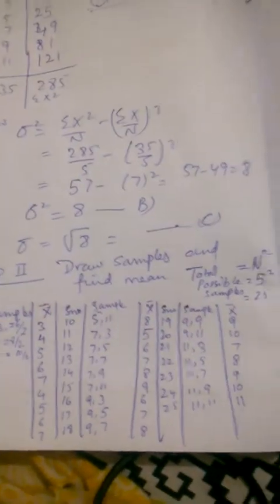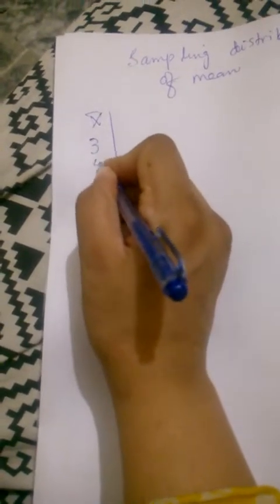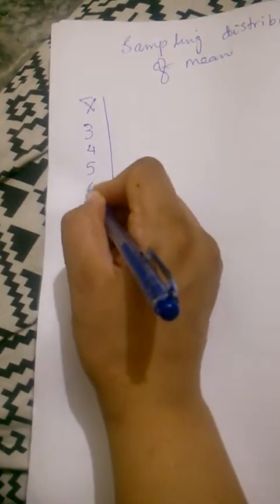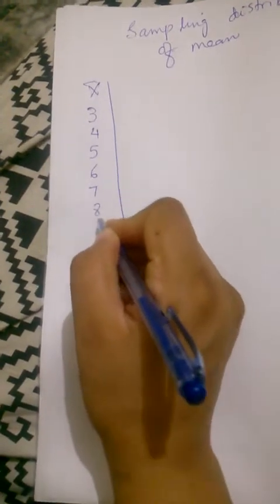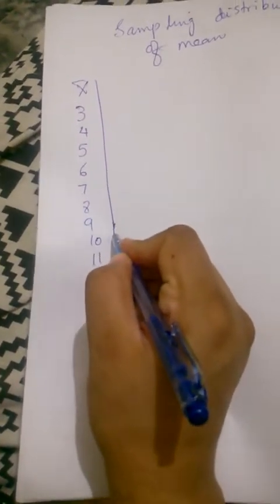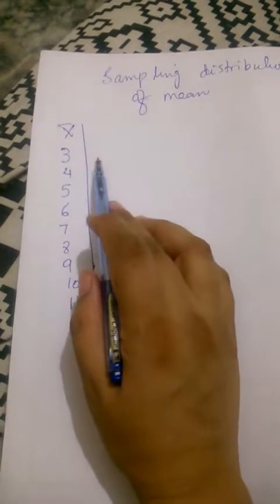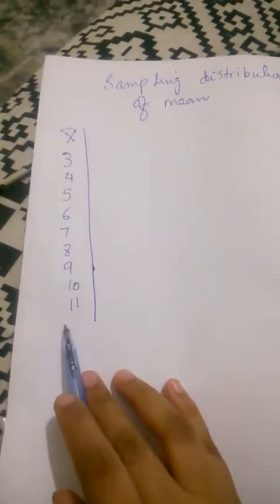Our sample mean was from 3 to 11. So I'm writing each value just once: 3, 4, 5, 6, 7, 8, 9, 10, 11. हर वैल्यू को बस एक बार ही लिखना है, starting from the lowest till the highest. Each and every value of the sample mean is written in ascending order.